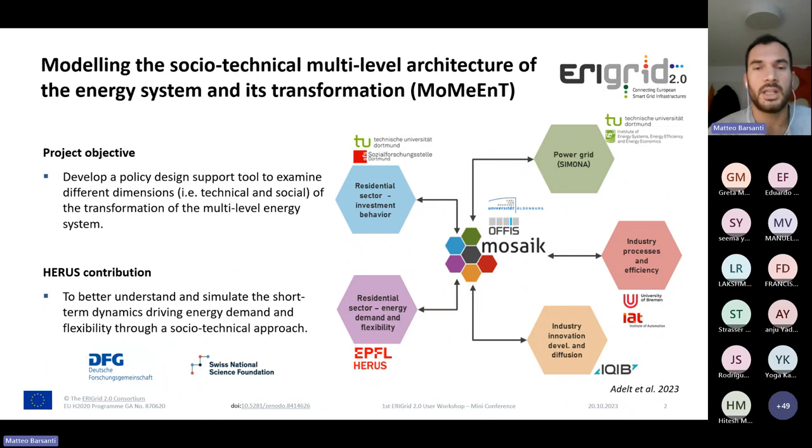Specifically, we developed a co-simulation design where we couple models from different domains, from the residential sector, from the industrial sector, from the grid, in order to explore co-evolution dynamics. We know the energy system is more and more interconnected, and it's important to understand how the different components of the energy system influence each other in this transition. Specifically, my focus was on modeling energy demand and flexibility.